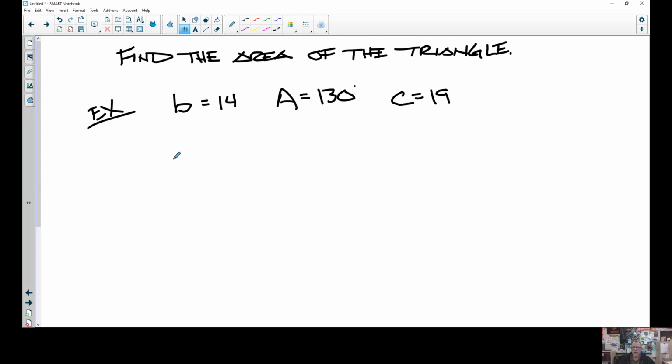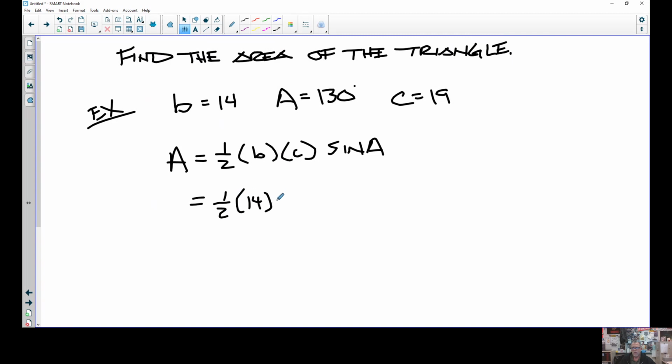So two sides and included angle, we're going to use, in this case, area is 1/2 times each of these sides times the sine of the angle given. So in our case, this is 1/2 times 14 times 19 times sine of 130 degrees. So punch all that in your calculator, and you should get 101.